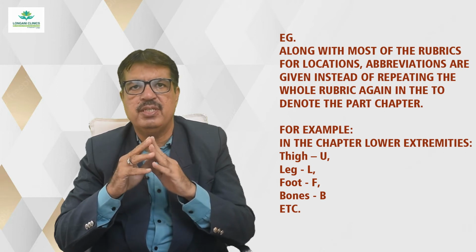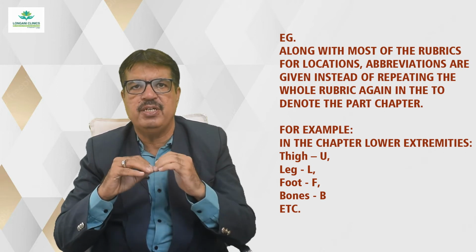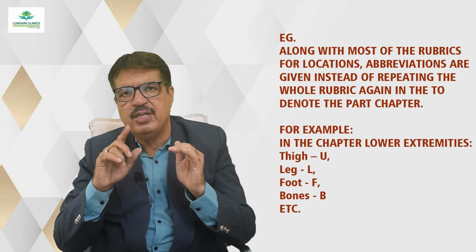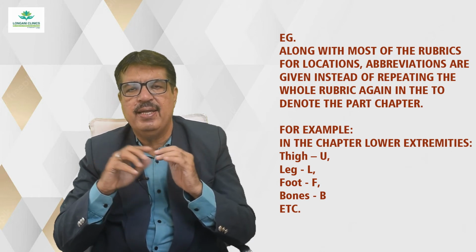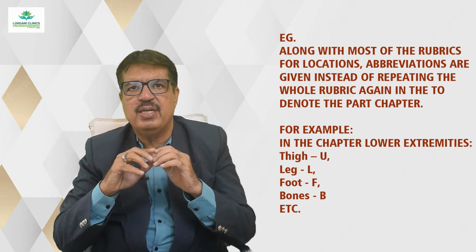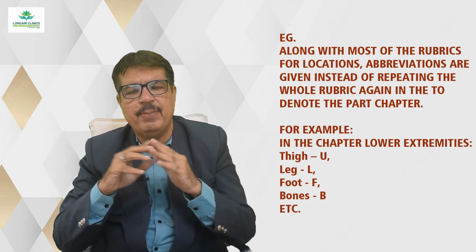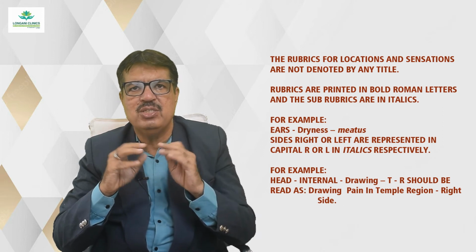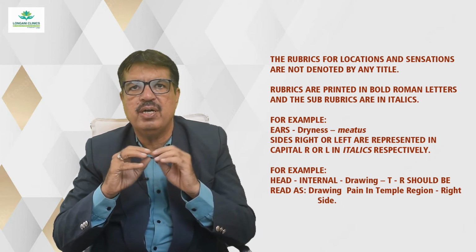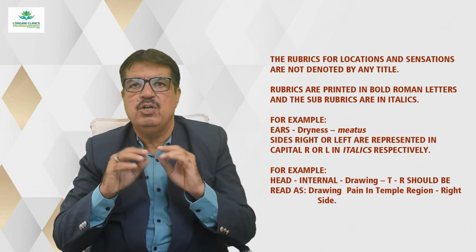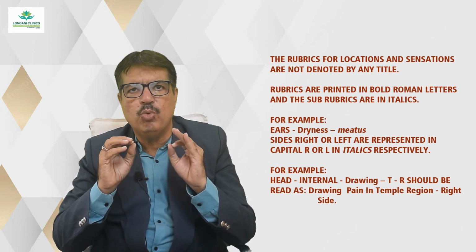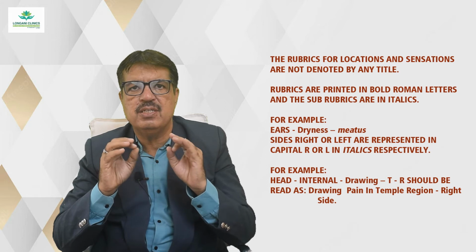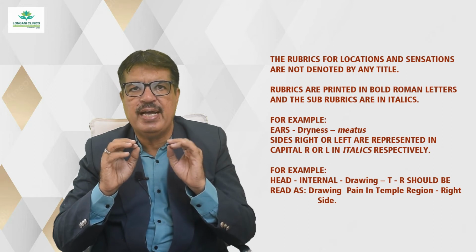For example, in the chapter lower extremities, you will find thigh U capital, leg L, foot F, then bones in front of that you will find capital B, etc. The rubrics for locations and sensations are not denoted by any title. Rubrics are printed in bold Roman letters and the sub-rubrics are in italics.